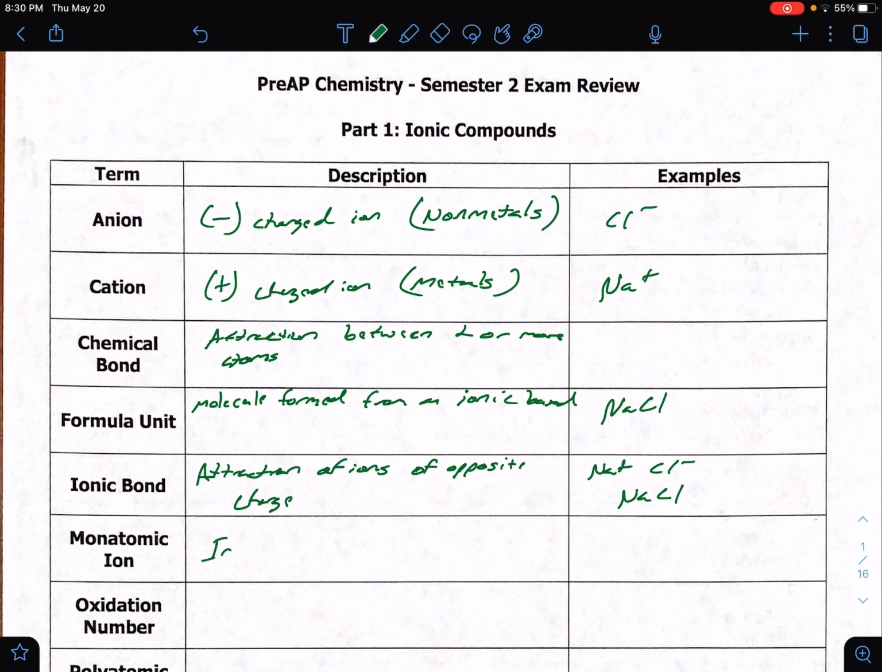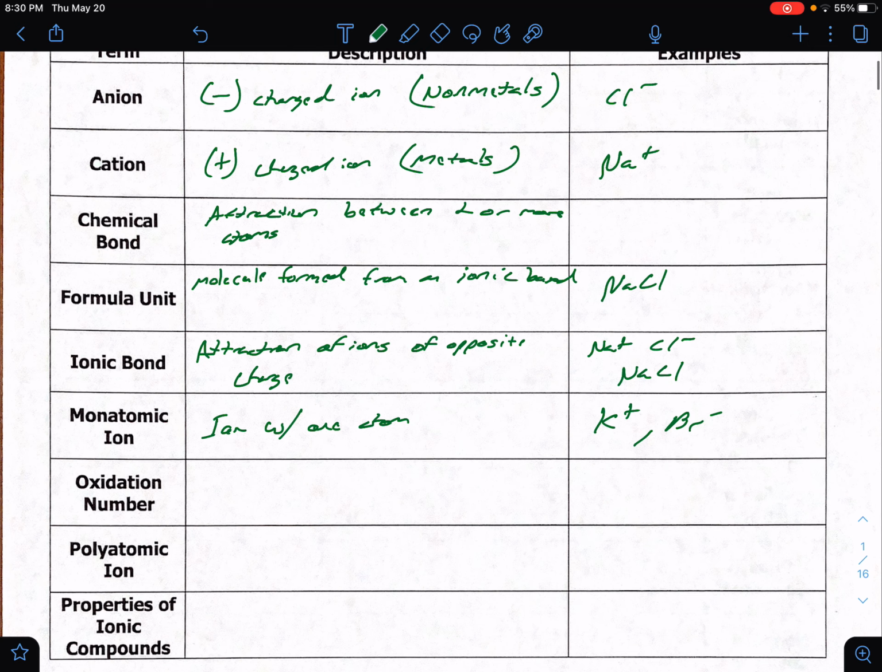A monatomic ion is an ion with one atom. What we mean by that is like K plus or Br minus, which is just one element, one atom by itself. Oxidation number is simply the charge of an ion. So when you see the +1, -1, those are your oxidation numbers.